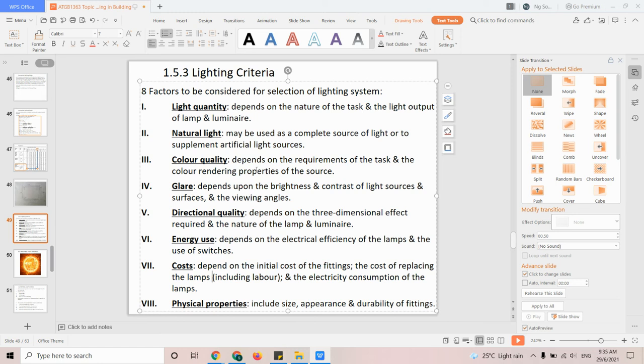Different areas will have different considerations. If we are installing light for a pathway or a place just for us to walk past, then you don't have to spend so much time and effort thinking about different ways or the costing behind this lighting system. But when it comes to a commercial building, like a shopping mall, then we need to consider our lighting system carefully because we need to install a lot of light in that building.